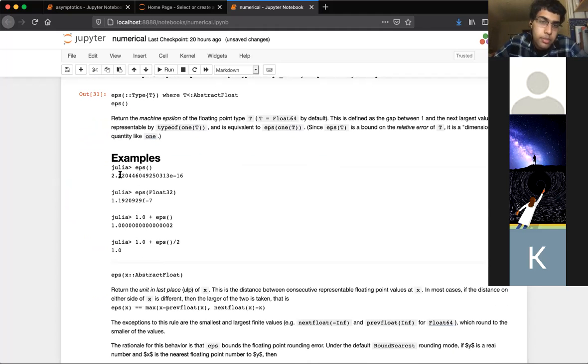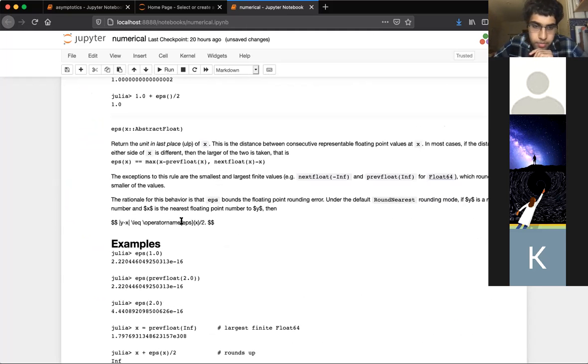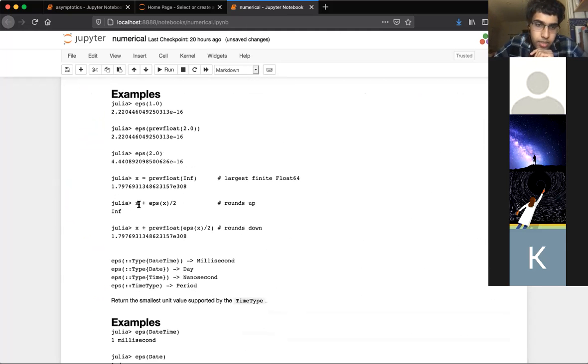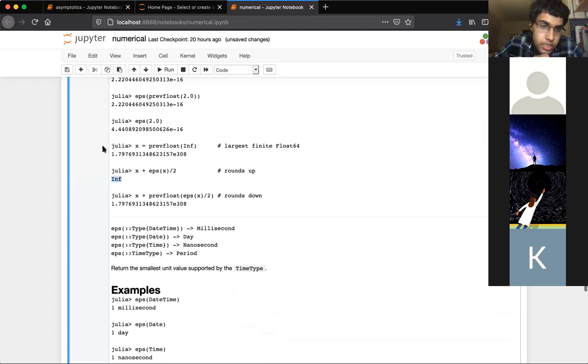And here's a description of what machine epsilon is and why we care. Okay, so yeah, x plus epsilon x over 2 is infinity, even though this was a number before. So here, they found the limit for me. If I do this plus a tiny bit extra, I'm not going to get a useful number.